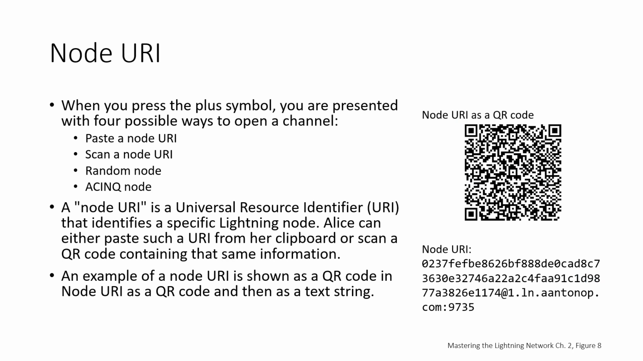So a node URI is a universal resource identifier that identifies a specific Lightning node. Alice can either paste a URI from her clipboard or scan a QR code containing that information. An example of a node URI can be shown as this QR code over here on the right-hand side. And down below it, we have the actual long string for that particular node.